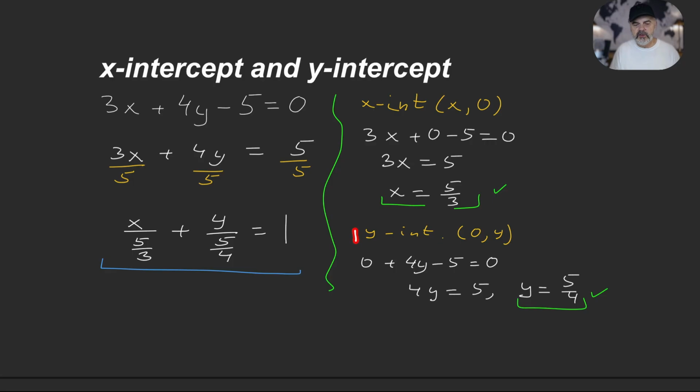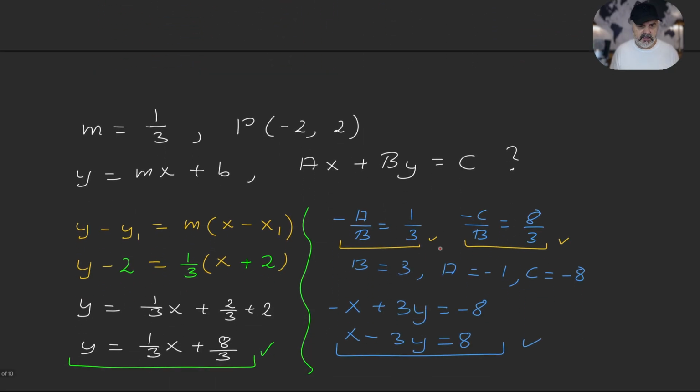For the y-intercept, you say, okay, I know where that is on the y-axis, so x is equal to 0. So imagine this is gone. 3x is gone from this equation, so 0 plus 4y minus 5 is equal to 0. Solve it for y, and y is 5 over 4, and you know that this is the y-intercept. So now you know how to find the x and y-intercept using the standard equation of a line.